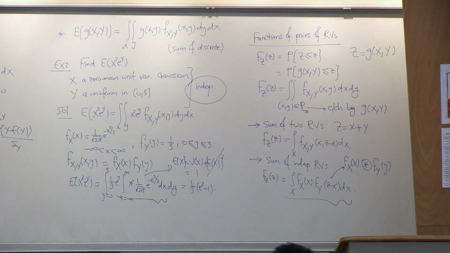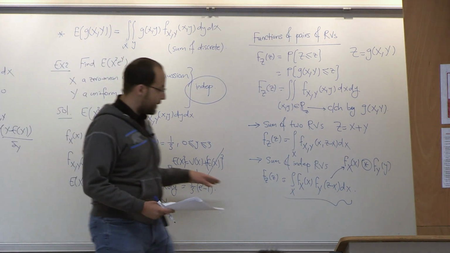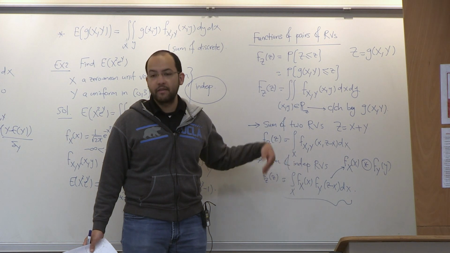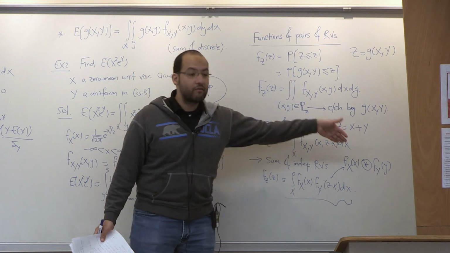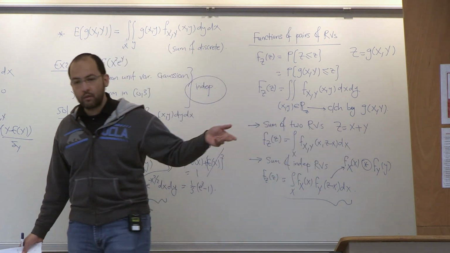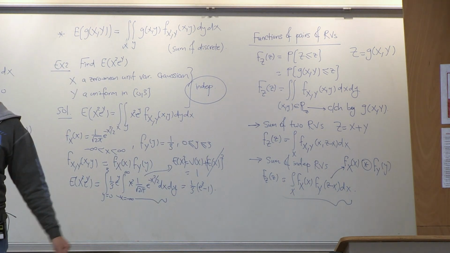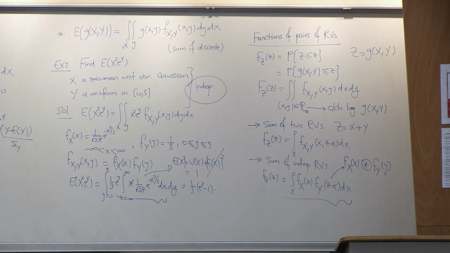That is something we know from probability courses, that when you have a sum of two independent random variables, the resulting PMF or PDF is the convolution between the two contributing PMFs or PDFs. Why? Let's prove that.